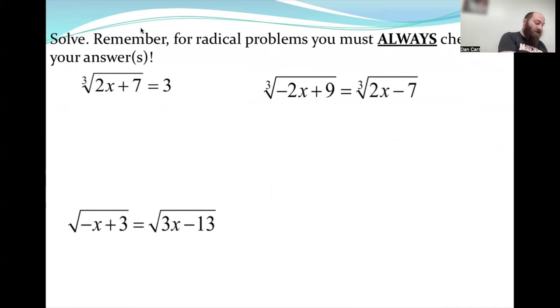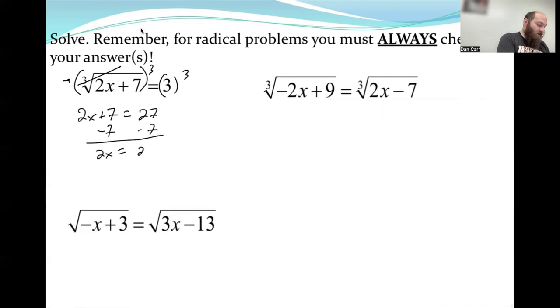Like we undo this cube root of 3 by raising it to the third power. But we have to do that to both sides, just like any of our solving equations. So doing this will actually eliminate that. I'm going to do 2x plus 7 is equal to 3 to the third power, which is 27. And then I just solve my linear equation from here. So I got 2x is equal to 20, and I divide by 2, so I get x equals 10.